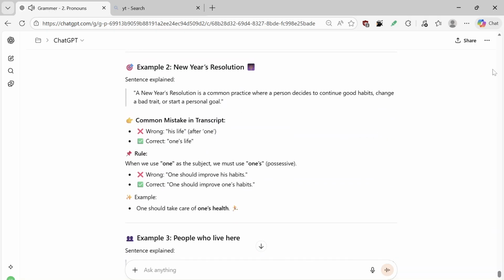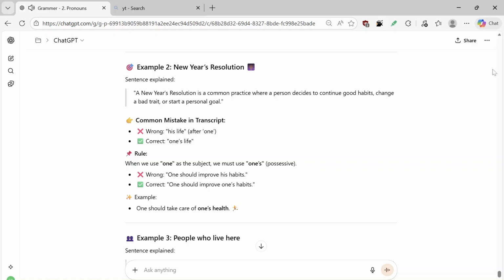Example 2. New Year's resolution sentence explained. "A New Year's resolution is a common practice where a person decides to continue good habits, change a bad trait, or start a personal goal." Common mistake in transcript. Wrong: his life, after one. Correct: one's life. Rule: when we use one as the subject, we must use one's possessive.